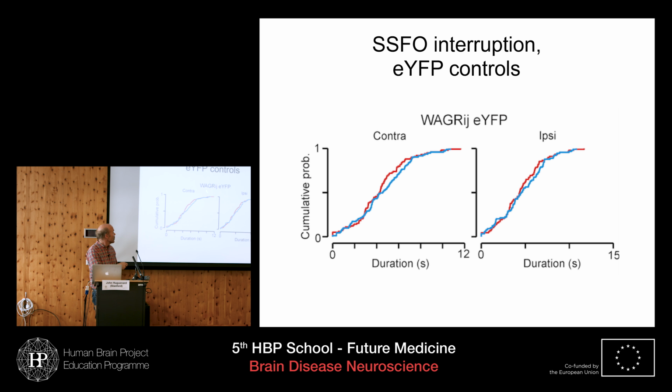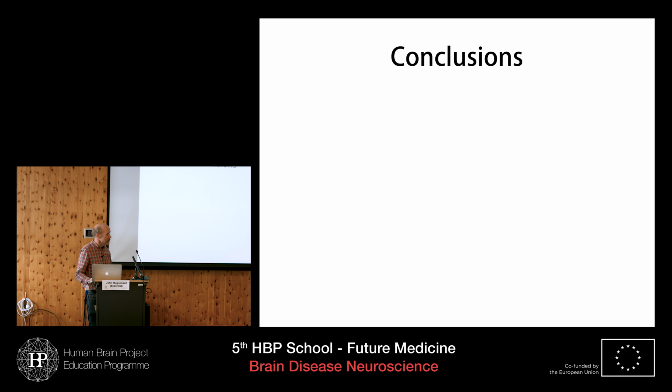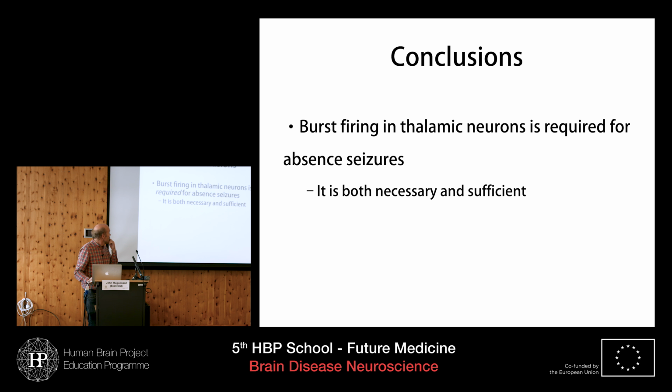And then here are the controls in the case where we just use the virus without the opsin, showing no effect on seizure duration. So to conclude from this part, burst firing in the thalamic neurons is required for absence generation. It's both necessary and sufficient.